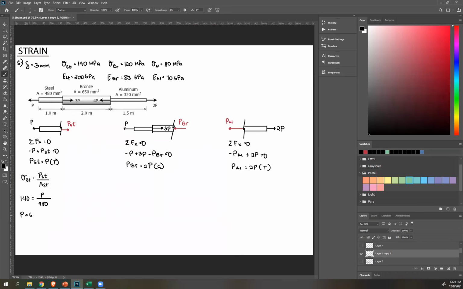67,200 Newton. Right? Because this is Newton per millimeter squared since MPa, and then this is millimeter. So you're left with Newton. That's not our answer yet. That's just a possible answer. And then next, let's have this one.